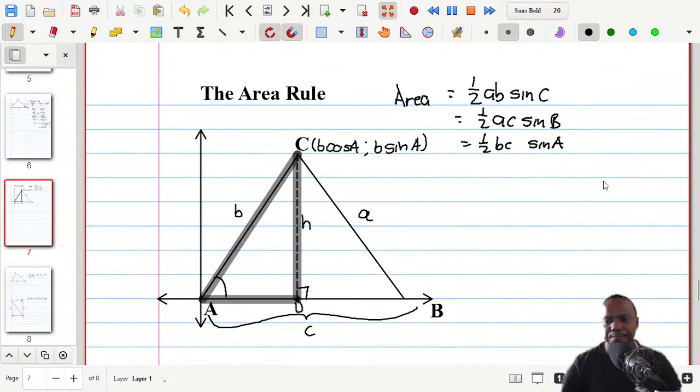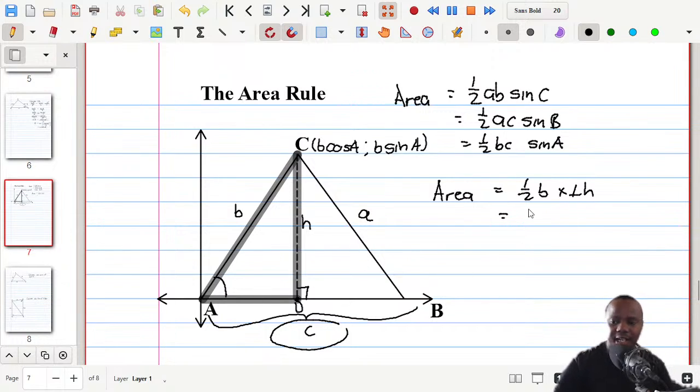Let's prove this. Remember, we said earlier that the area of any triangle is half base times perpendicular height. Now, the base that we have in this particular triangle is side AB, which is C. So this is going to be 1 over 2 times C times the perpendicular height, which is H. We established H to be B sine of A. And hence, if you simplify this, you get 1 over 2 BC sine of A, which is actually your area rule.